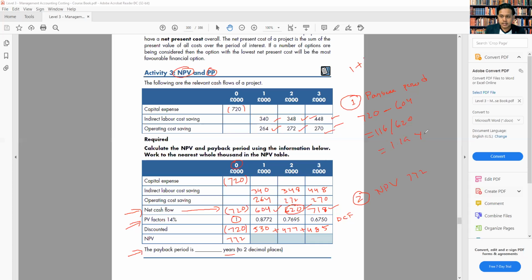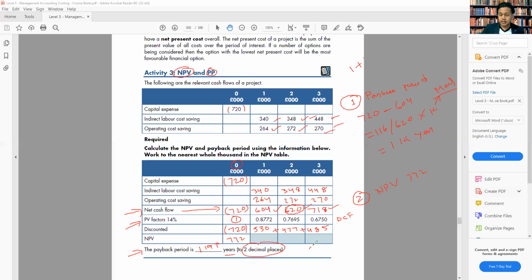So we can say 1.19 years. If the question doesn't ask you for the month, you don't have to multiply by 12. You only multiply by 12 if the question asks you for the month. So we said 1.19 because we are taking 2 decimals, and after the 8 we have a 7, so we make it 9. So that's how we can do our NPV and the payback period.